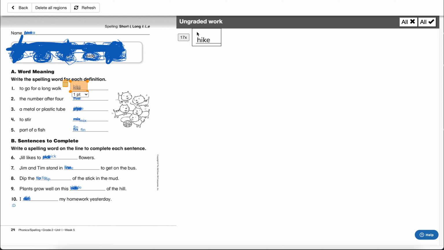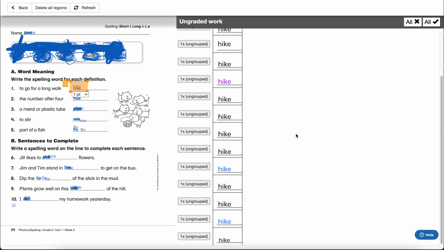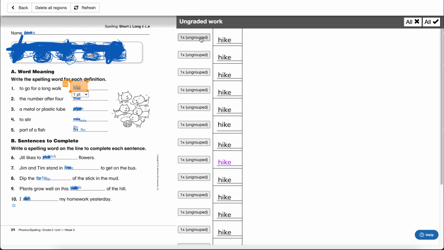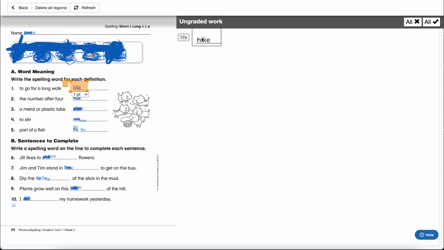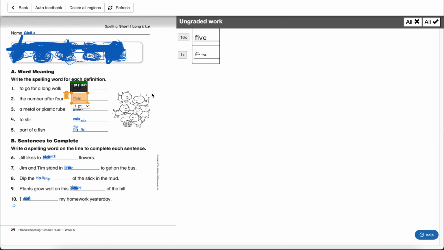See, Skies groups similar responses together, so you see everyone put in the word hike. You can even go ahead and click this button to see what the original response was, but Skies is very reliable about grouping things together it knows are the same, so you can usually not click that. Just go ahead and click yes, check, and then move on to the next region. Again, it looks like everyone got it correct, so say all correct. Move on to the next region.